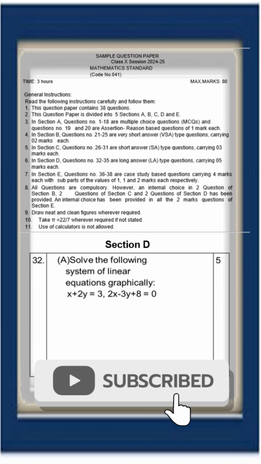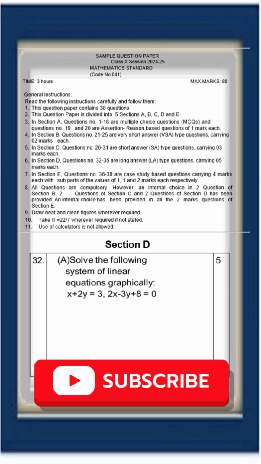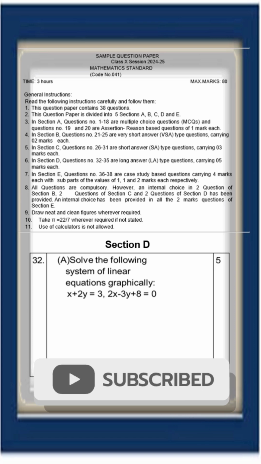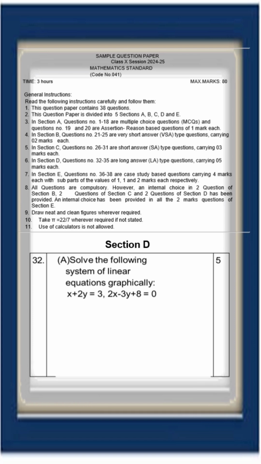In this video, let us solve the problems of section D, which carries 5 marks. 32nd question. The first one is: solve the following system of linear equations graphically. x plus 2y is equal to 3. 2x minus 3y plus 8 is equal to 0.